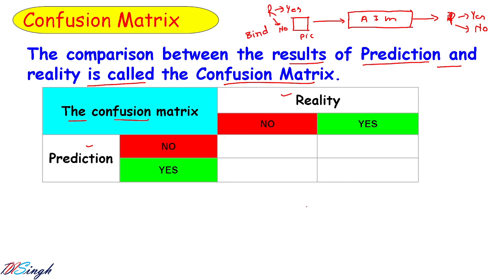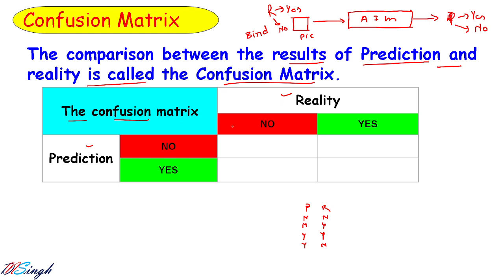Like if it is, we will write here prediction and reality. So prediction may be no, and reality may be no. Prediction no, reality may be yes. Prediction is yes, reality may be no. Or prediction is yes, reality is yes. So these are the 4 possible combinations that can be generated.